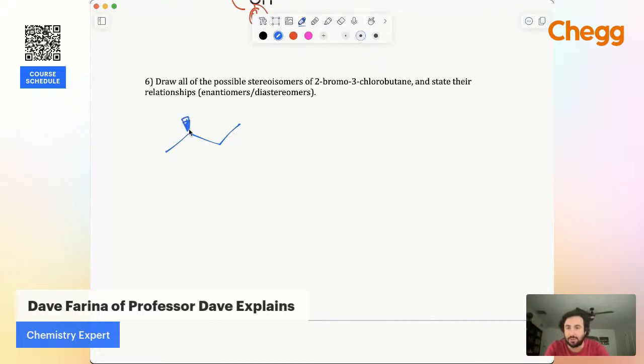So here's carbon 2, and I'm going to put that bromo group on the wedge. And then we have 3-chloro, so let's go ahead and put that chloro group on the wedge. So what else can we have? We've got them each on wedges. So what if they're both on dashes? Let's put them both on dashes. That would be another possibility.